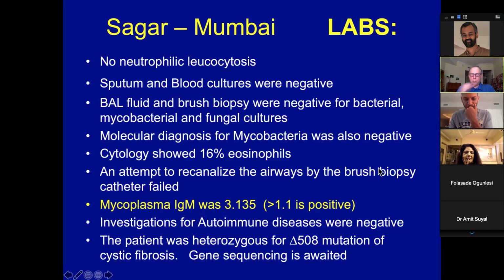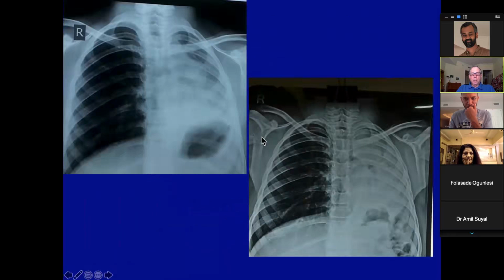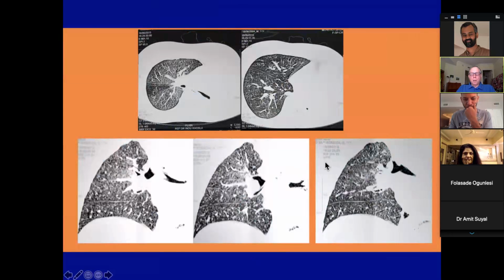The patient was heterozygous for the delta F508 mutation of cystic fibrosis. Gene sequencing was awaited at the time that I had this slide. I suspect that it eventually ended up being negative. So here is the X-ray. What you can see here is a complete collapse of the right lung. Here is a CT scan that was associated with it.